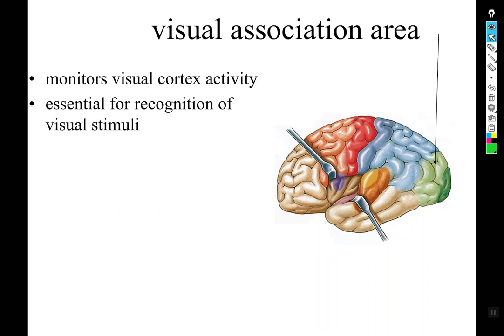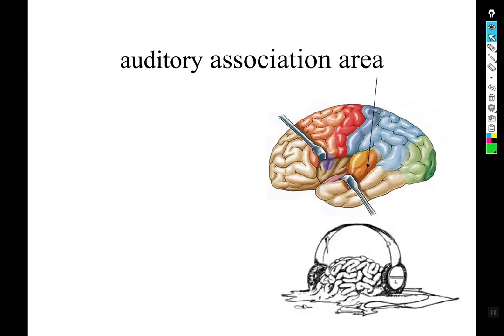And it's essential for recognition of visual stimuli. So the steps involved in recognizing stuff include identifying specific kinds of visual information, like those I mentioned previously. So color, shape, distance, size, those kinds of things. So the recognition of that is done by the visual association area, not by the primary visual cortex.